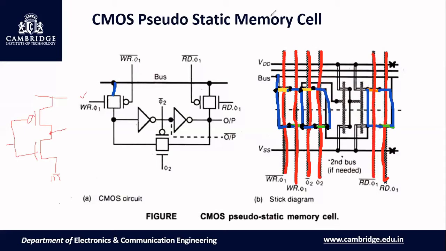Then the two transistors, PMOS and NMOS, should be connected in parallel. That is done. Understood? So 3 transmission gates, stick diagram has been drawn. And so next, stick diagram for inverter. You know how to draw stick diagram for inverter. We have drawn it many times.